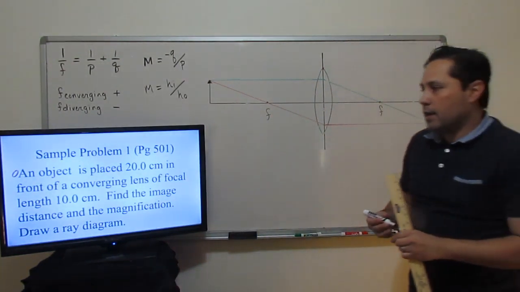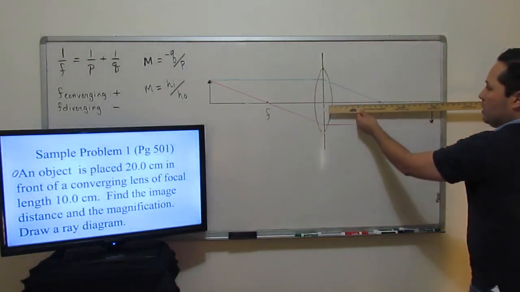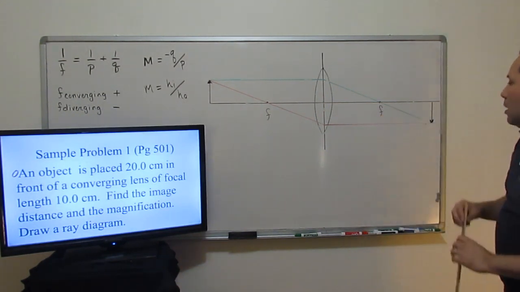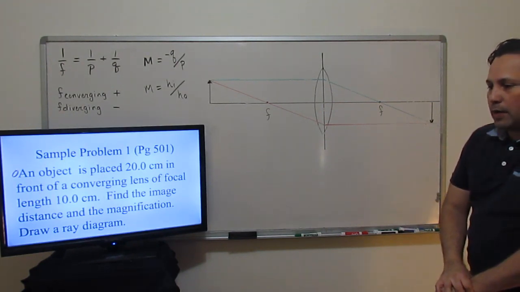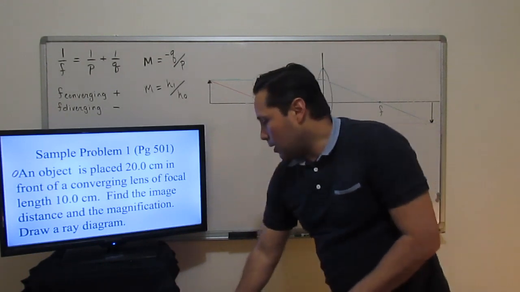We also said that it would be 20 centimeters from the lens. And there it is, right at 20, where our two lines met. Alright, so there you have it. That is how you would do a ray diagram for this problem. Now our next one.